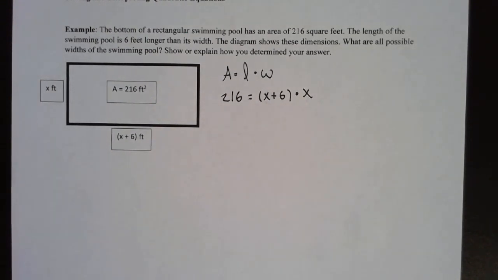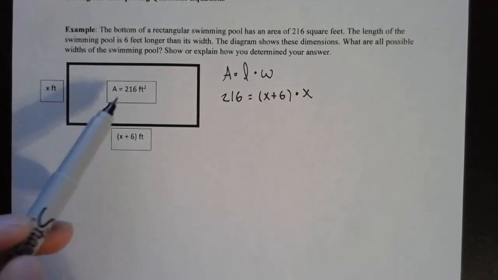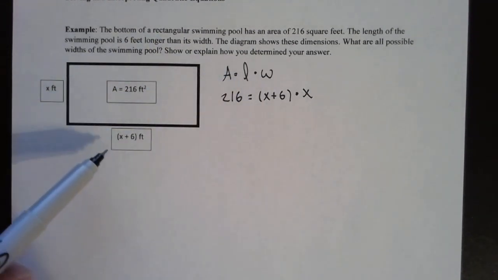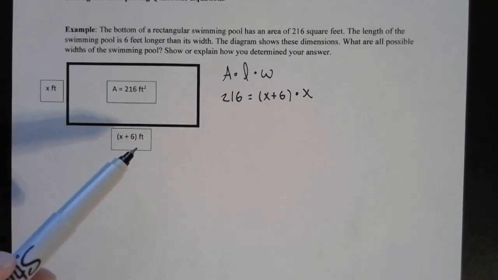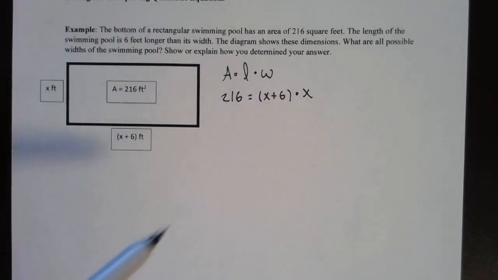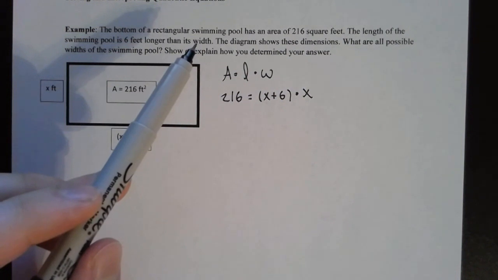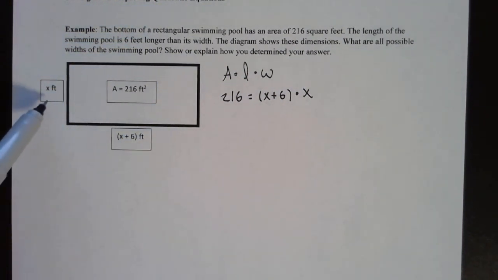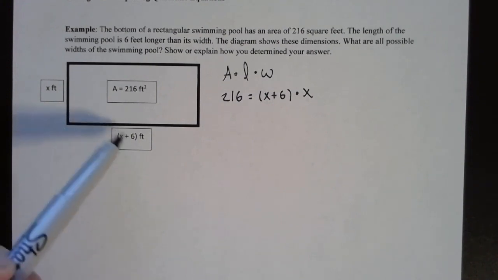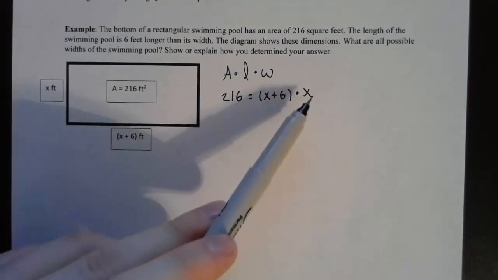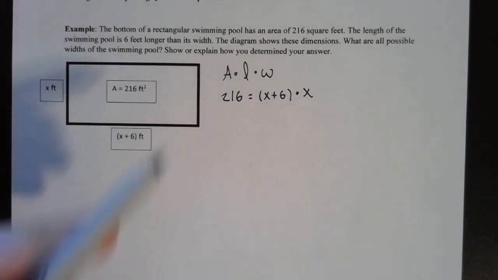Hopefully you are able to come up with something like this. We know the area is 216. We know the length is represented as x plus 6, and in the problem it says the length is 6 feet longer than the width. So the width we're just saying is x. We're defining the width as x and the length as whatever x is plus another 6. So my length is x plus 6. My width is just x.